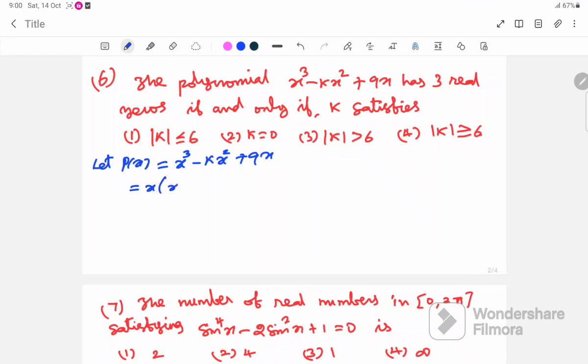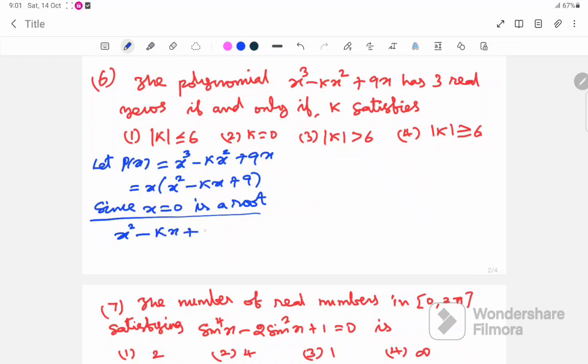Here x can be taken out. x square minus kx plus 9. Since x equal to 0 is a root, the remaining is x square minus kx plus 9 equal to 0. See, they said 3 real zeros. It means we can take discriminant greater than or equal to 0.